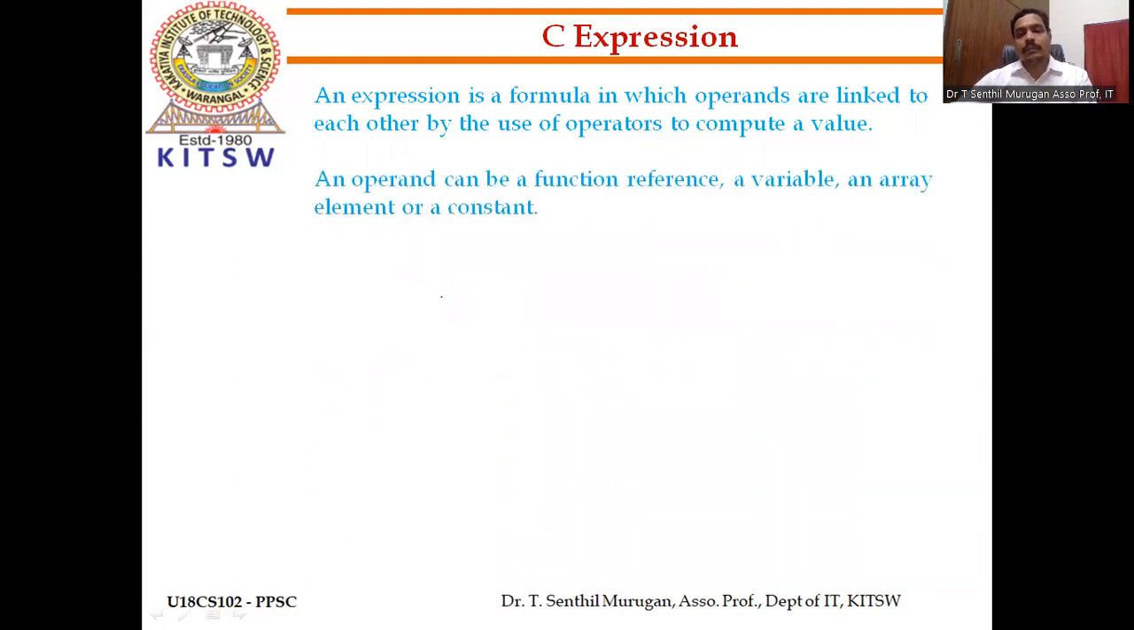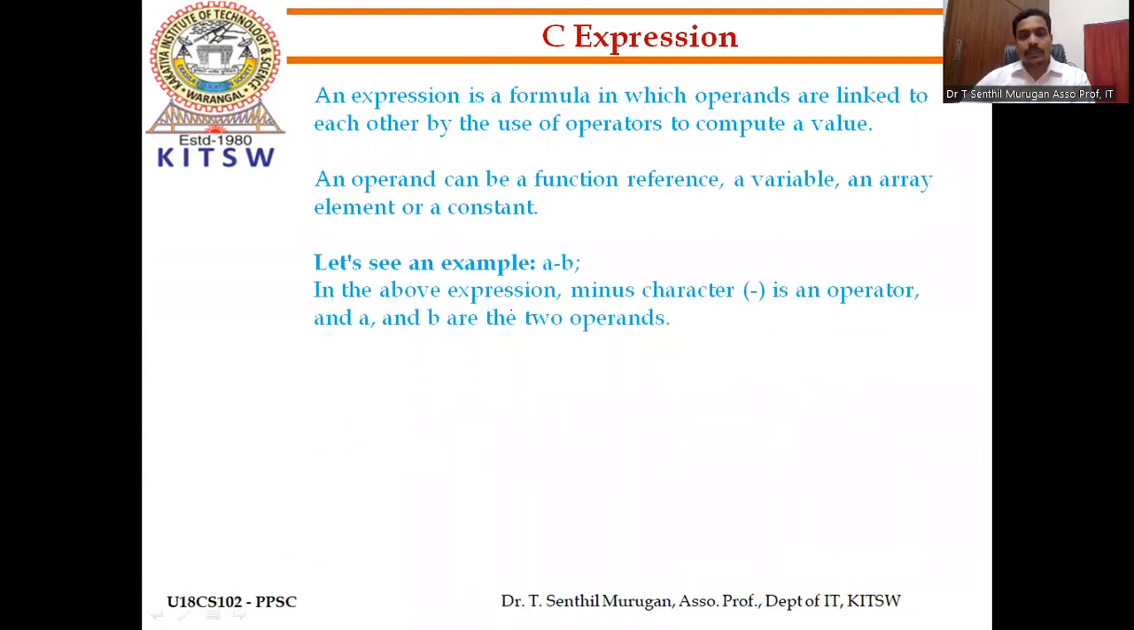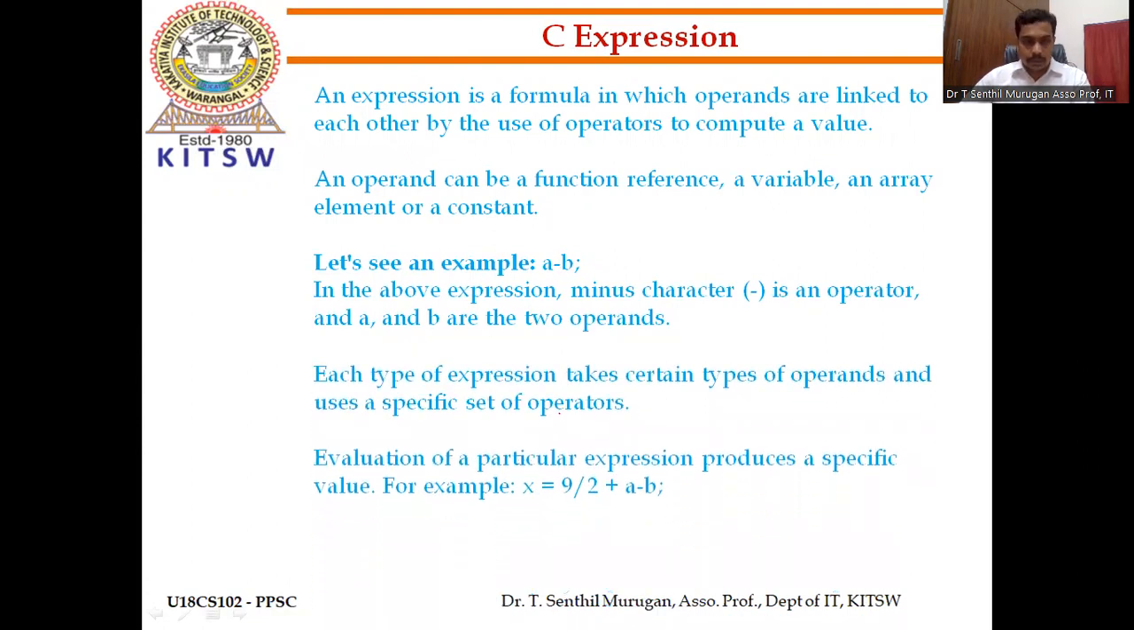So operand means answer function reference. It may be the variable, it may be the array element, it may be the constant, whatever it may be. So a minus b. What is a minus b? A and b are variable. Minus is the operator. So this is a simple expression. So you see here this expression x equal to 9 by 2 plus a minus b. This is a simple expression.